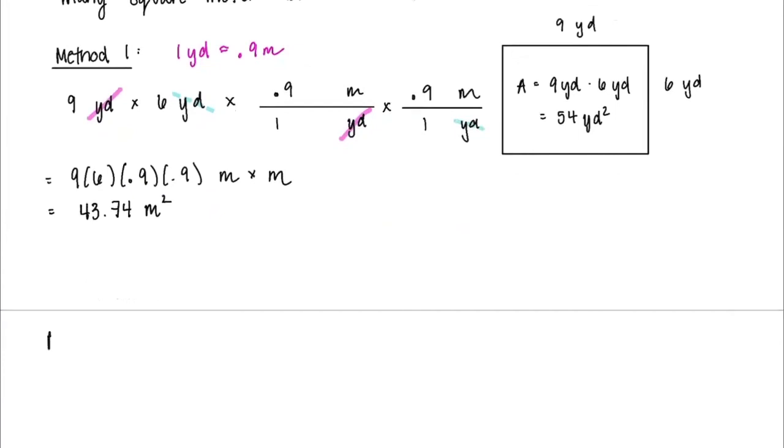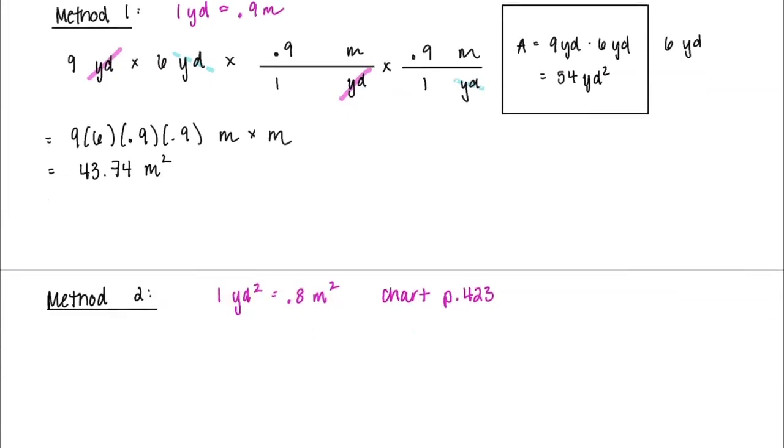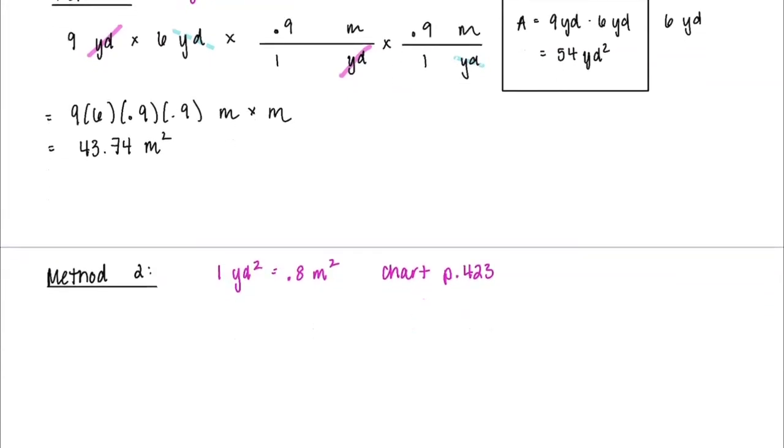The second method is going to use that chart on the other page, which tells you 1 yard squared is 0.8 meters squared. Okay. And so this is from the chart on page 423, which again is not perfect because if I take 0.9 times 0.9, it's 0.81 meters squared. So these conversions can be a little bit off. And so what I'm going to do now is she needs a total of 9 yards times 6 yards, which is 54 yards squared of carpet.